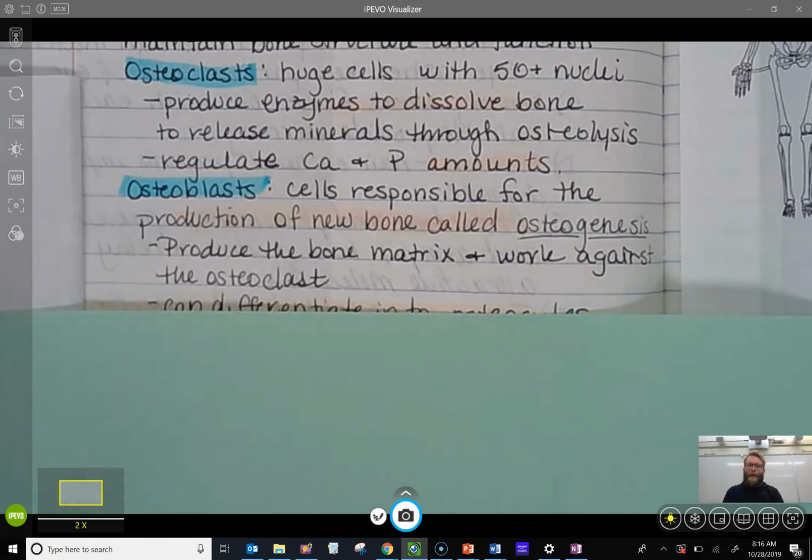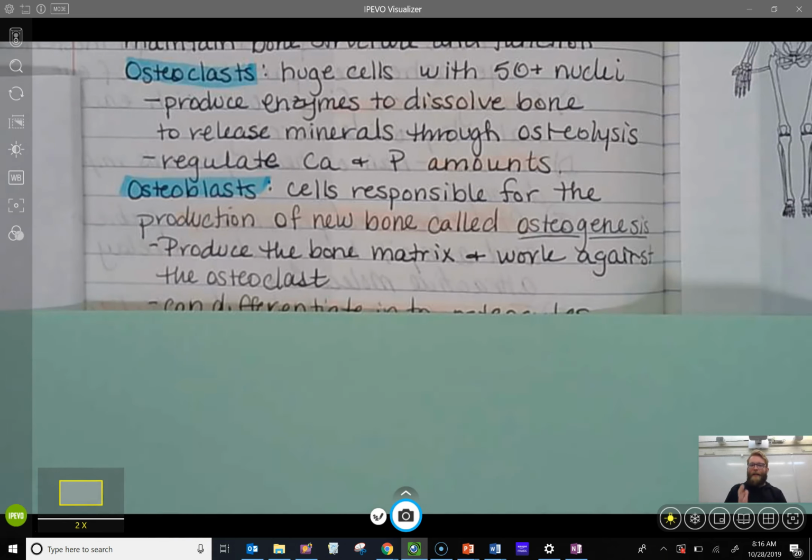Okay, so in osteogenesis, again, what we're doing is producing the bone matrix, right? We're allowing ourselves to produce cartilage and collagen, allowing the cells to create spaces for lacunae, and bridging those things together in little channels to allow cells to connect to each other.